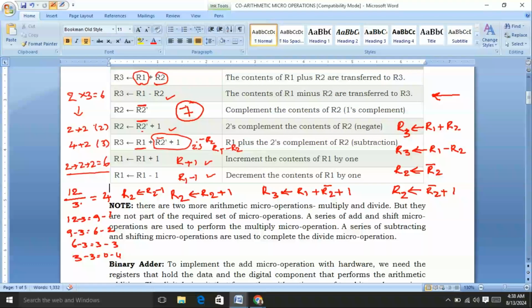To implement the 7 arithmetic micro operations, we use binary adders, binary adder subtractors, and we also construct the arithmetic circuit. To discuss all these concepts, the video length would increase. Hence, I am going to cut it down here as part 1 of arithmetic micro operations.